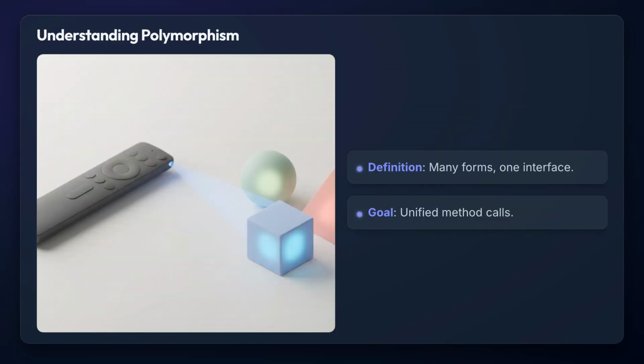Polymorphism literally means many forms. In programming, it allows different objects to be treated as instances of the same general class through a shared interface. You can call the same method name on various objects, and each object will execute its own specific implementation of that logic.